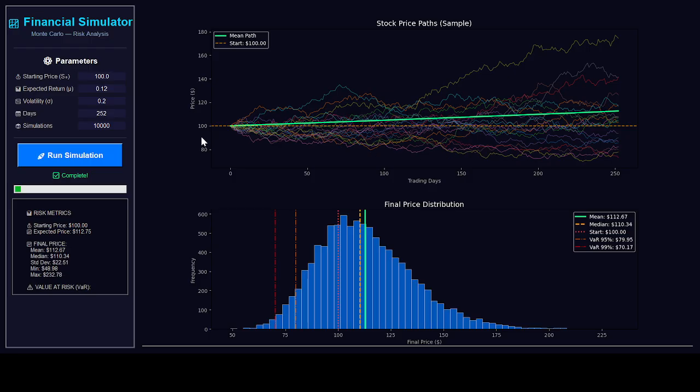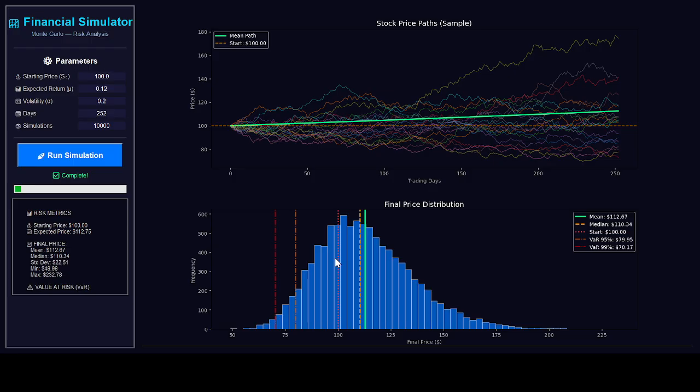The middle line, the green line, represents the mean path. This line is calculated by averaging all the simulated stock prices at every point in time, which I clearly described before while explaining the median. Looking at this graph, we can immediately see both opportunity and uncertainty. While the average path trends upwards, individual simulations can vary significantly.